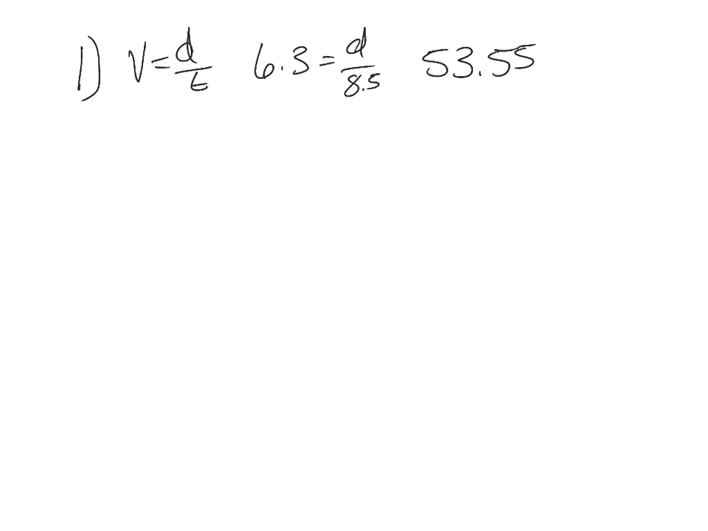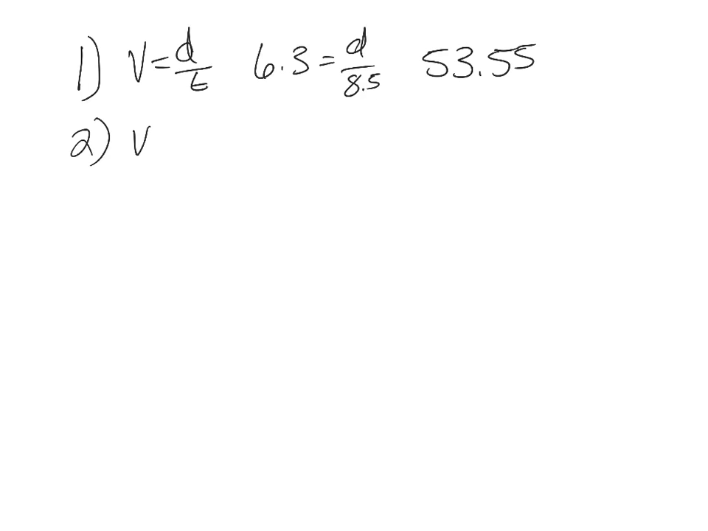Okay, so we're going to do a quick rundown of the review. I'm just going to try to do this all in one go. Number one, you're just using v equals d over t. And so that would be 6.3 equals distance over 8.5 seconds. And multiply that together, and you should get 53.55.